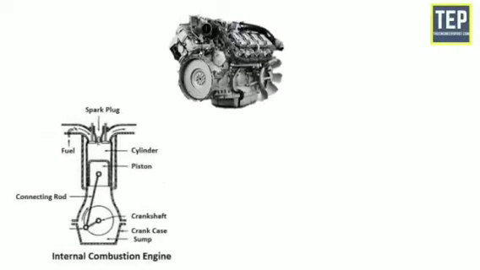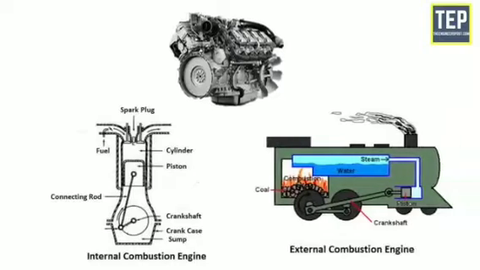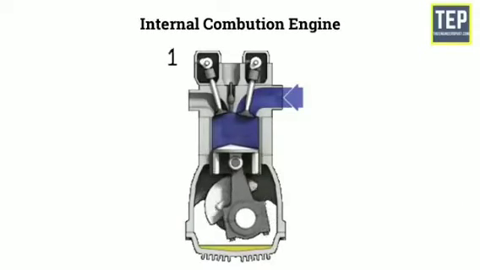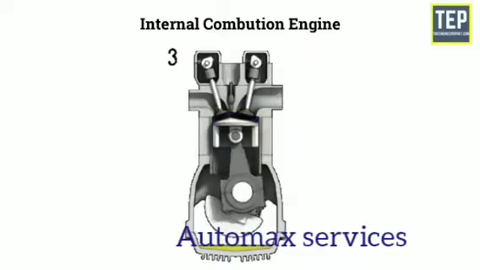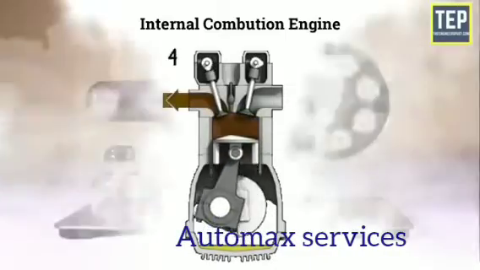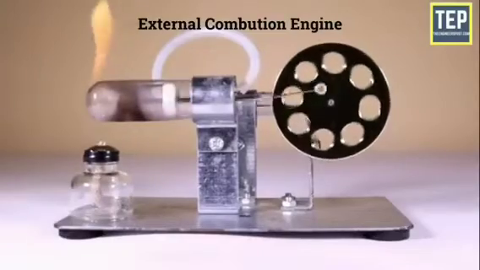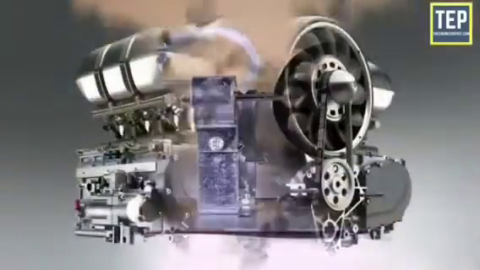The engine has two types. One is the internal combustion engine, and the other is the external combustion engine. Internal combustion engines are those heat engines that burn their fuel inside the engine cylinder. External combustion engines are those heat engines that burn their fuel outside the cylinder.